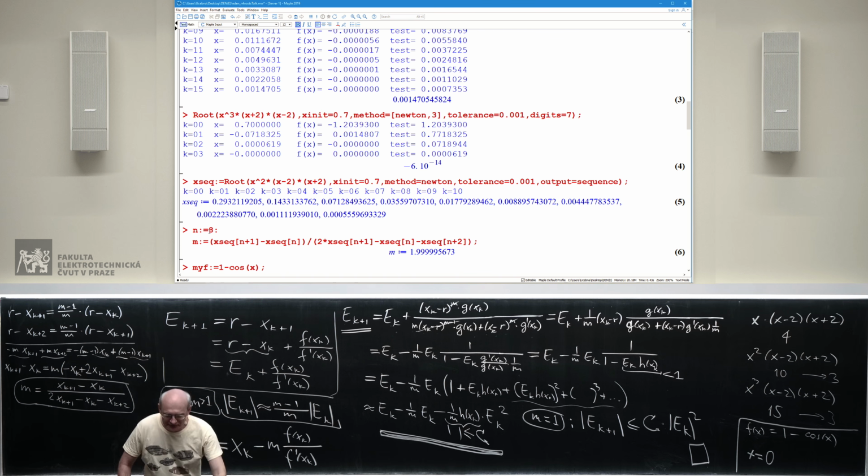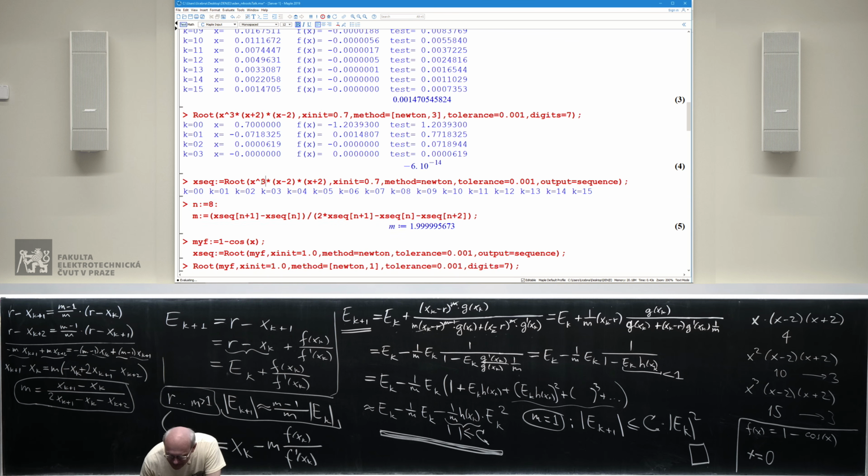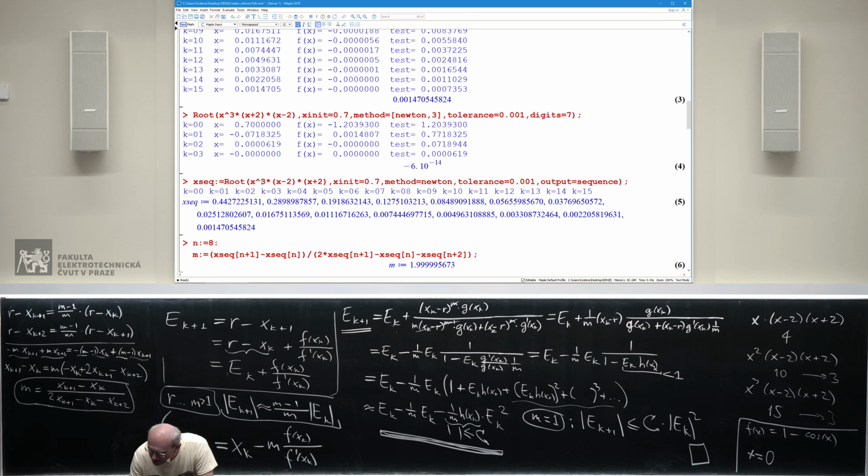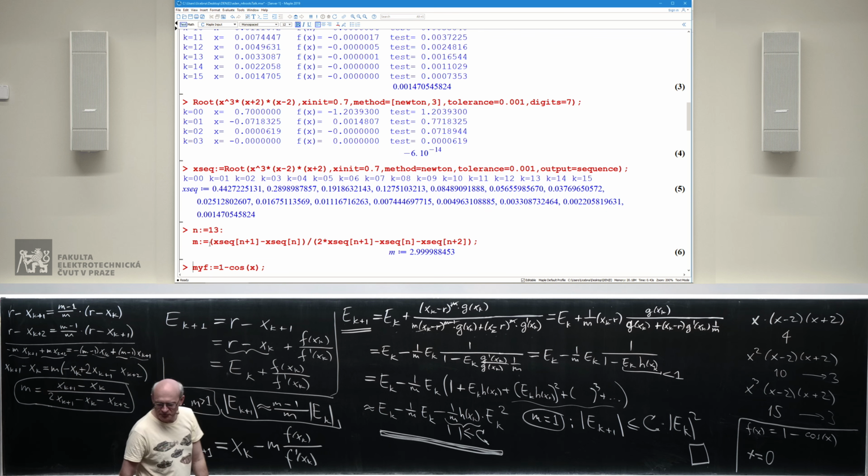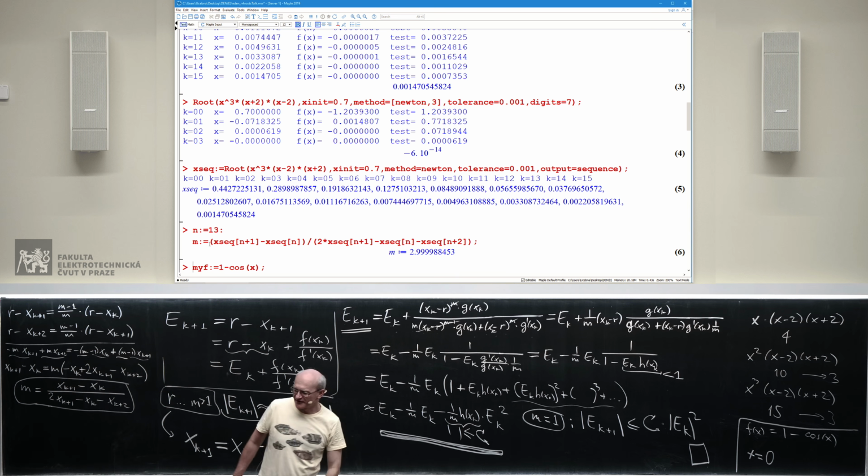Okay, let's try it with x cubed. So here is my run, x cubed. And this time it took 15 iterations, so I can take 13 as the starting iteration, this xk, over here, and then it will be 14, 15 for the indices. And let's see what's the approximation of the multiplicity, and it's 2.9999. Yeah, it's 3, so it seems to work. Now, let's go to our function 1 minus cosine.